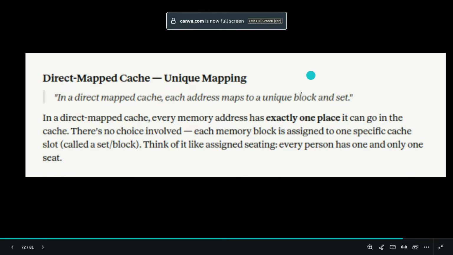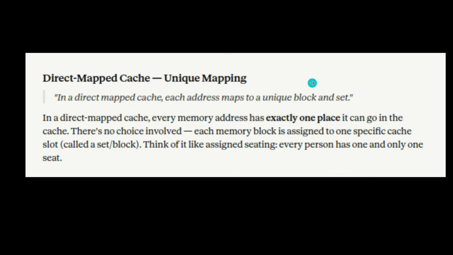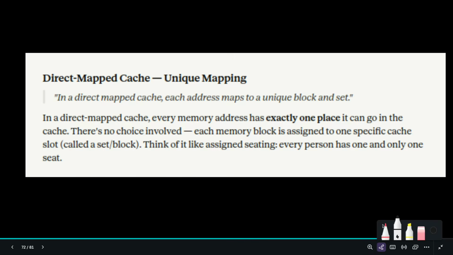Okay, now we are going to talk about replacement policies. That means we are going to talk about cache replacement in detail right now. So let's see here. In direct mapped cache, there is a unique mapping. That is, in direct mapped cache, we know each address is mapping to exactly one unique block and set, right?